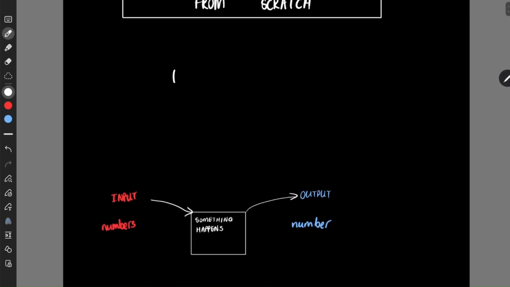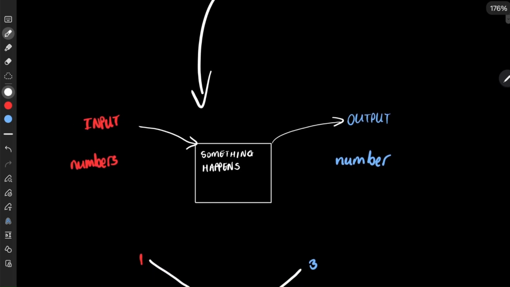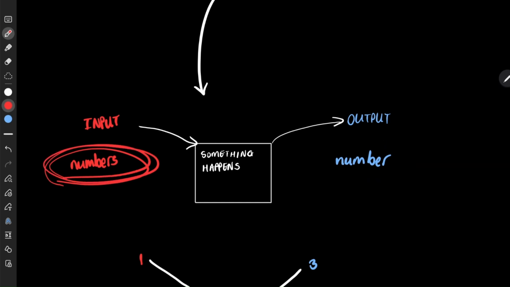So what exactly is a function? A function is illustrated in this diagram here below. It is something that takes some input. We're going to use red for input, and something happens to this input. What exactly that is will be specified in the type of function, and then it produces some output. In this case, we're going to be looking at functions that take in some number as an input and then produce some other number as an output.